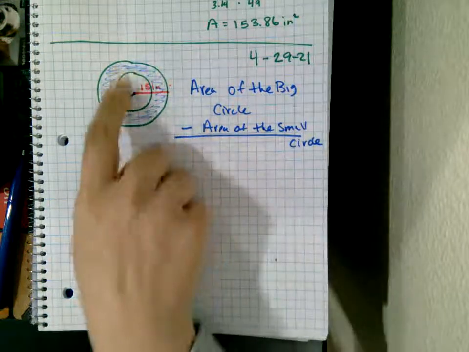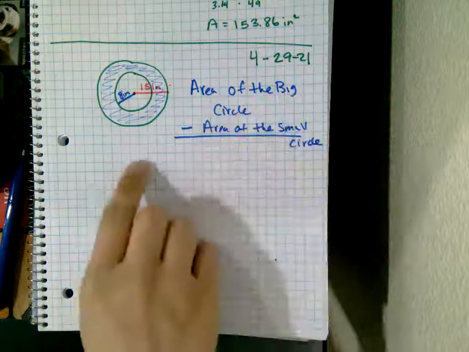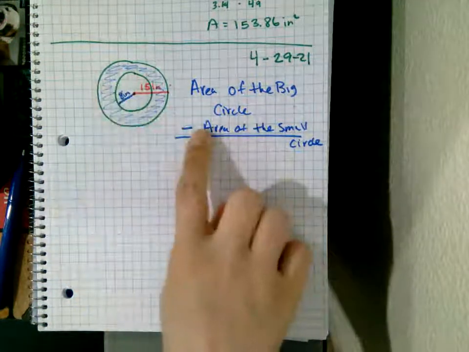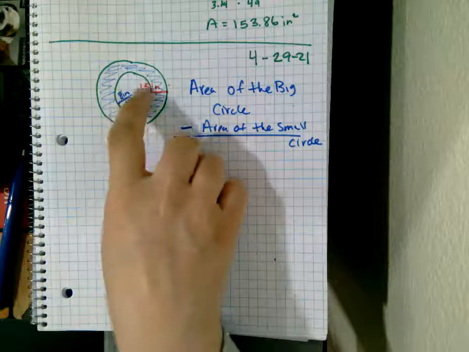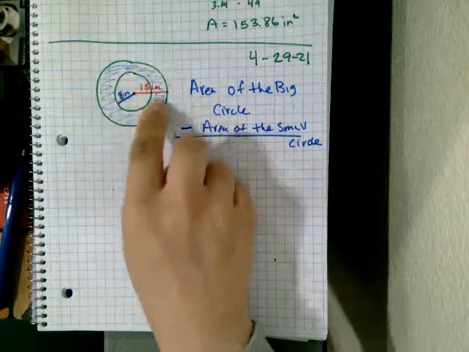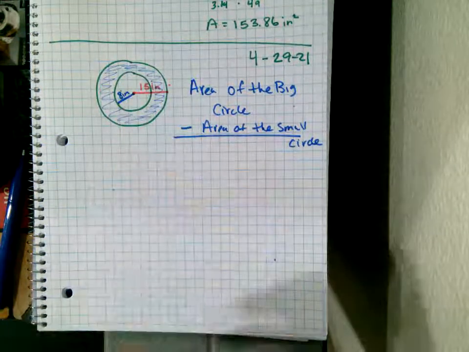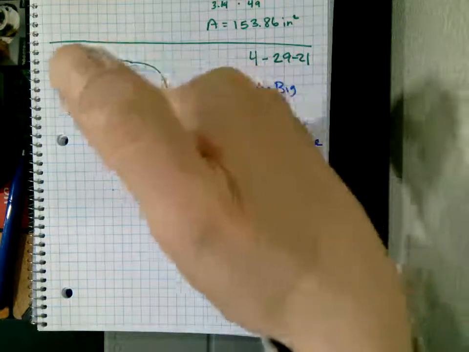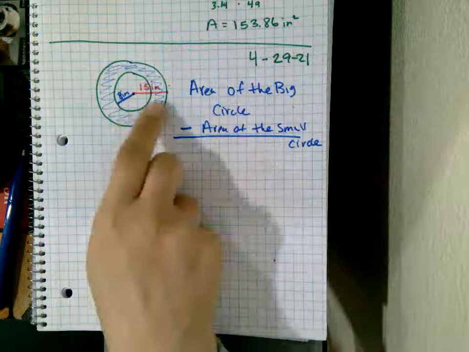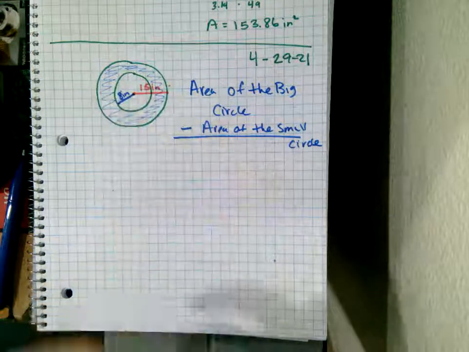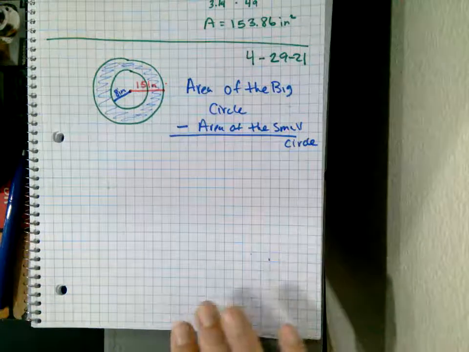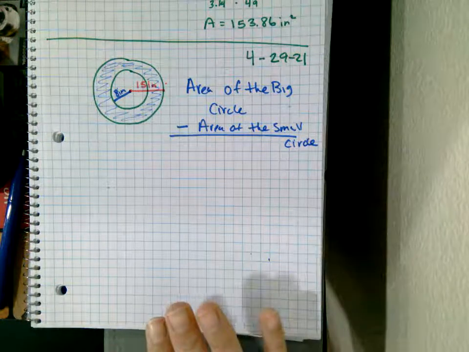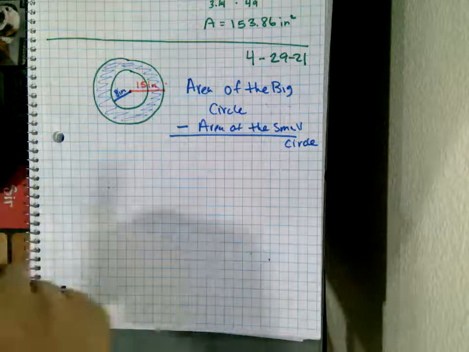The area of the big circle would be the whole thing, and if I subtract the little part, that will just leave the donut part, right? So in general, this is what you're going to do: find the area of the big one and subtract the area of the small one. Do you want to do this the long way or the short way? There's a long way and then there's a short way.